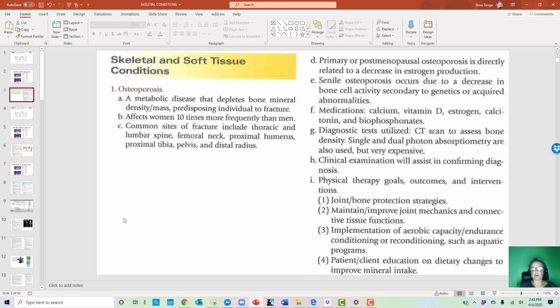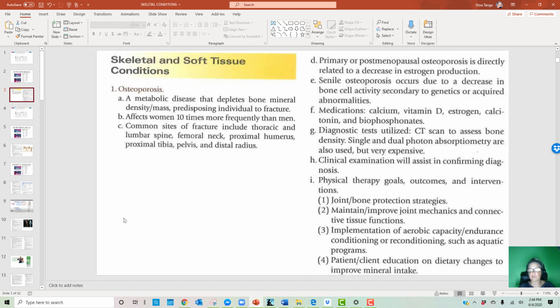Senile osteoporosis occurs due to a decrease in bone cell activity secondary to genetics or acquired abnormalities. Medications include calcium, vitamin D, estrogen, calcitonin, and bisphosphonates. Diagnostic tests utilized include a CT scan to assess bone density. Single and dual photon absorptiometry are also used but are very expensive. Clinical examination will assist in confirming the diagnosis.